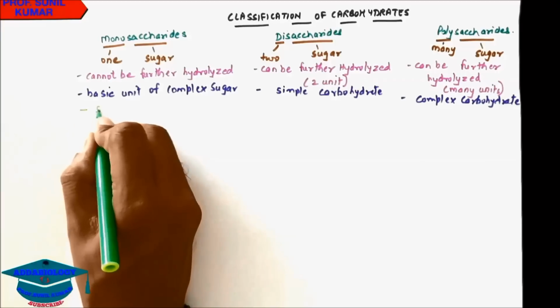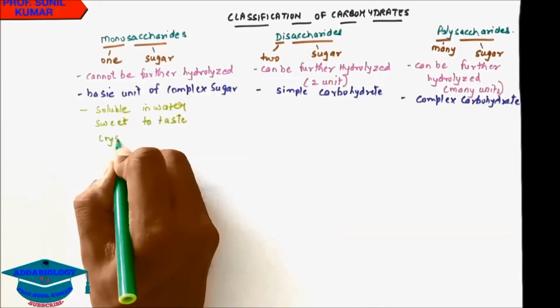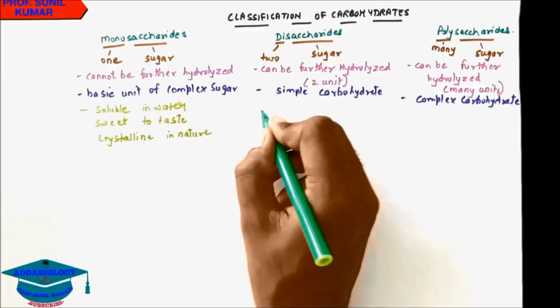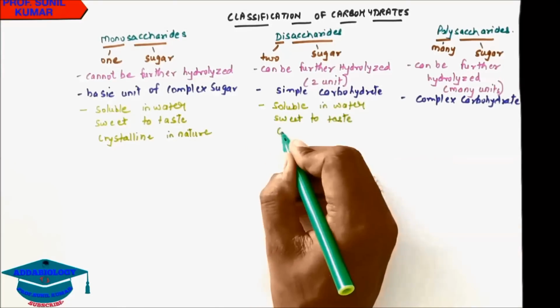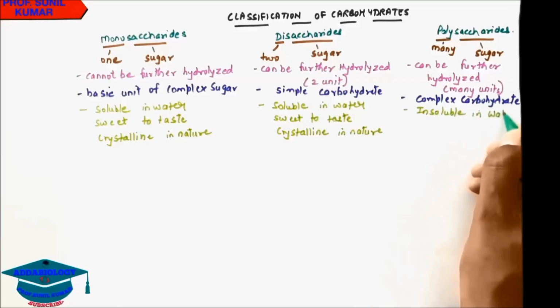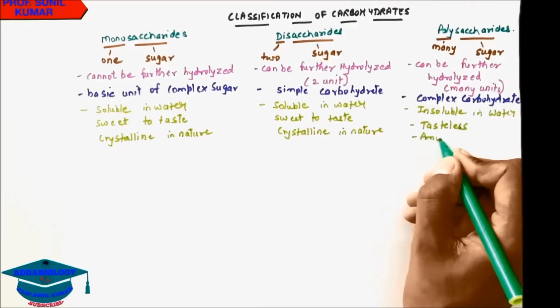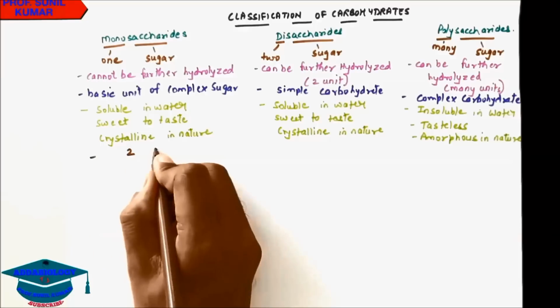Monosaccharides are soluble in water, sweet to taste, crystalline in nature. Their crystals are seen. Disaccharides are also soluble in water, sweet to taste and crystalline in nature. But polysaccharides are insoluble in water, tasteless, and they are amorphous in nature, powdered form.